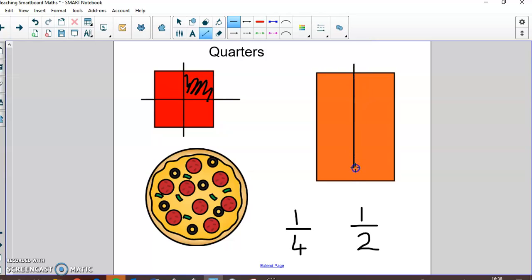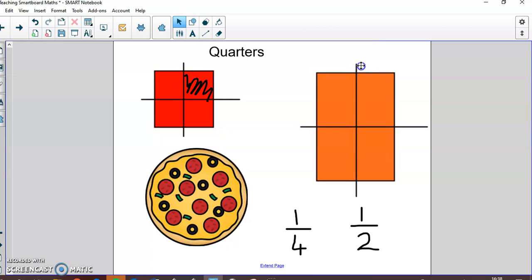We can also cut this shape into quarters, this rectangle. It's not quite even at the moment, so I'm going to move some of my lines to be as accurate as possible. And that shows our shape cut into quarters, 4 equal pieces. Each one is 1 quarter.